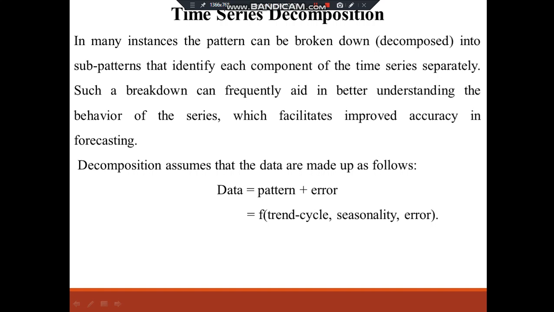My dear students, this is our sixth lecture. Please pay attention. We will discuss time series decomposition.